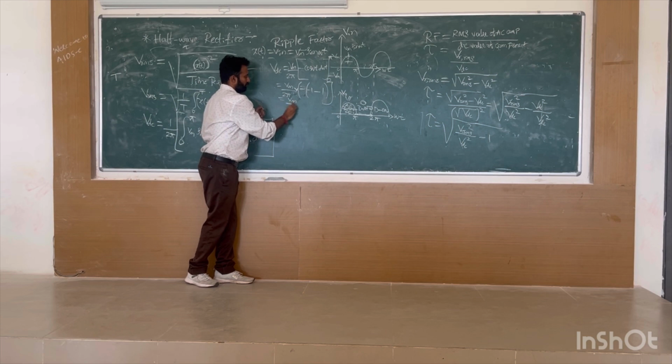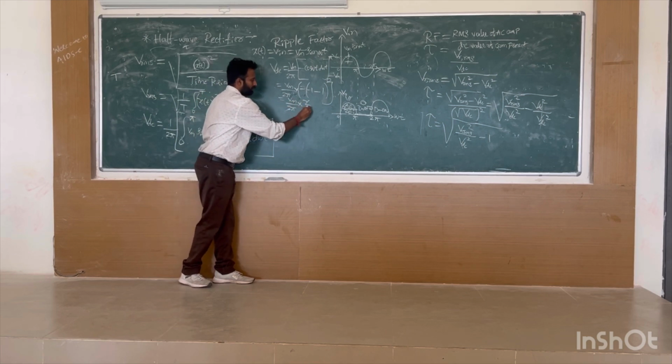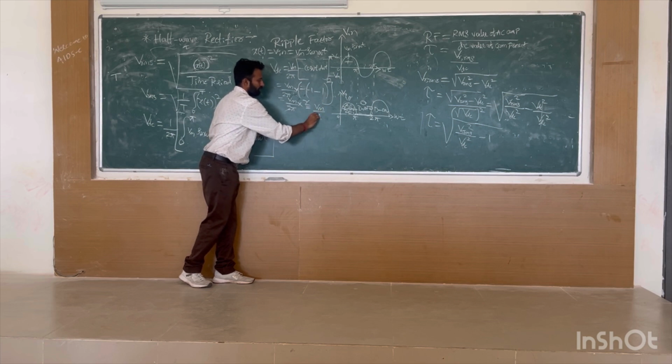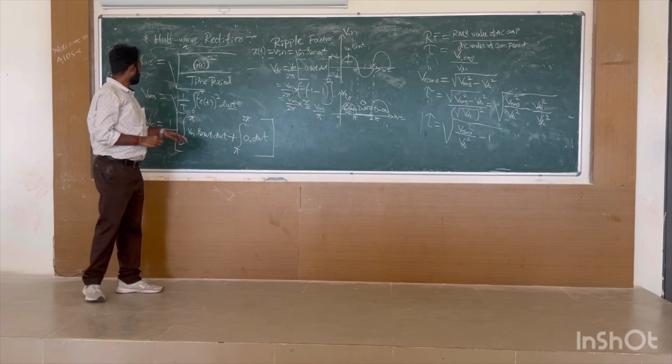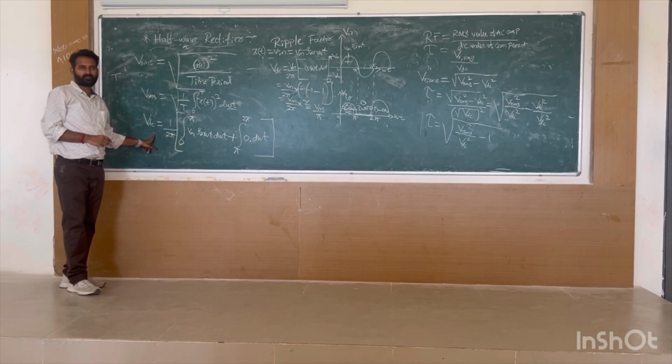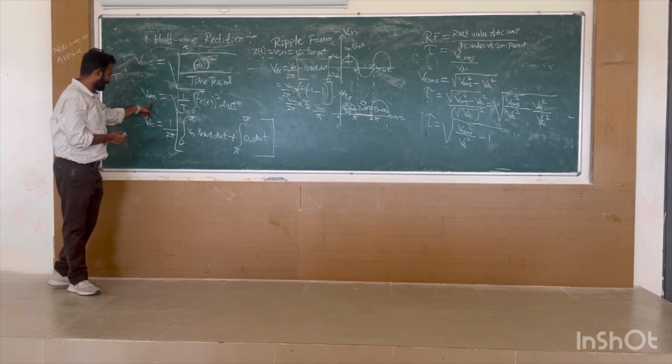Vm by 2 pi into 2. So 2 will get cancelled. So VDC is Vm by pi. Now I want to know what is VRMS. Now what is our next class? VRMS. I will calculate VRMS.